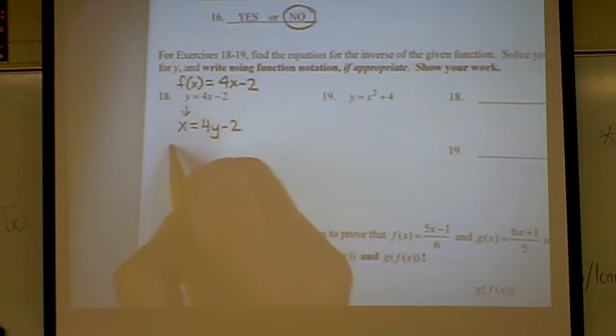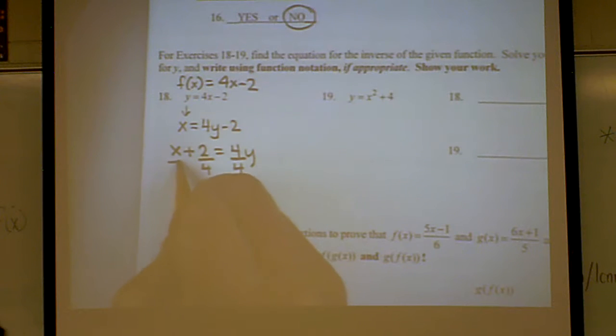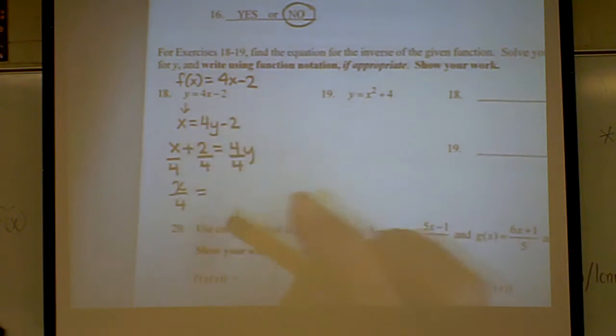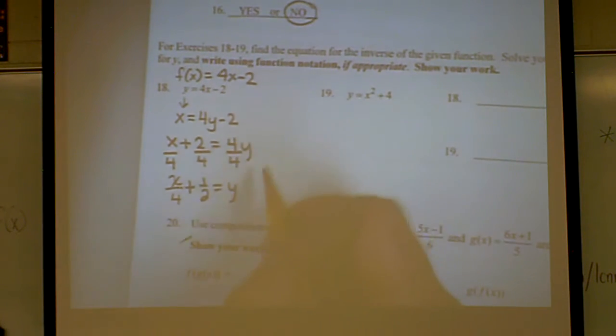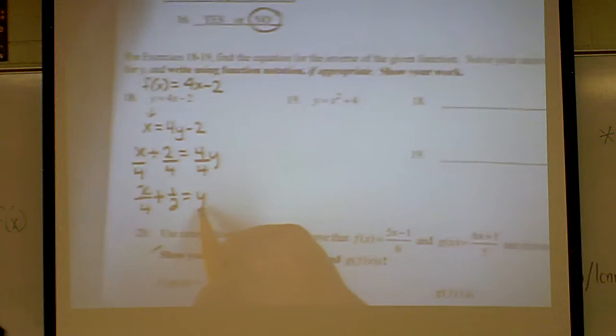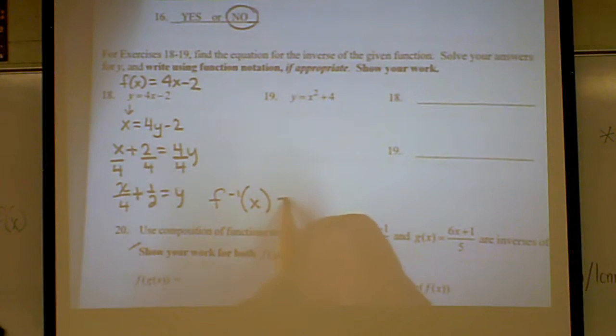You're going to add 2 and divide by 4. Everything gets divided by 4. So x over 4 plus 1/2 equals y. Is this unique? Is this a function? Yes. So what you're going to do is replace this y value with f, the inverse notation.